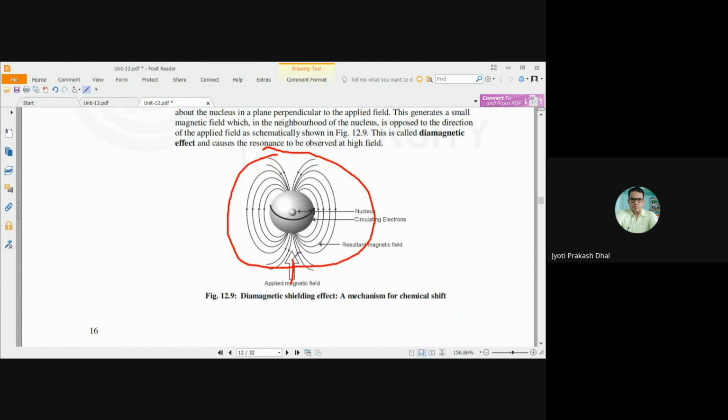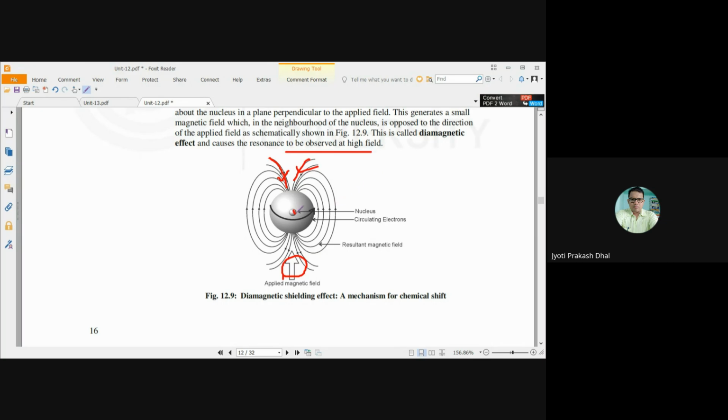So this is the direction of the applied magnetic field, and this is the direction of the induced magnetic field. The induced magnetic field, due to the circulation of electrons around the nucleus, is in the opposite direction to the applied magnetic field. So this is called the diamagnetic effect and causes the resonance to be observed at higher field. That means the nucleus will be shielded.